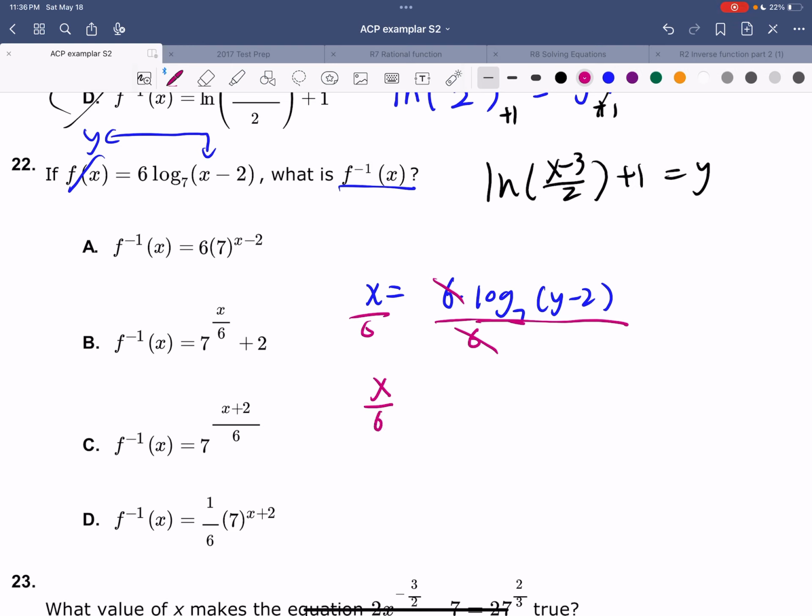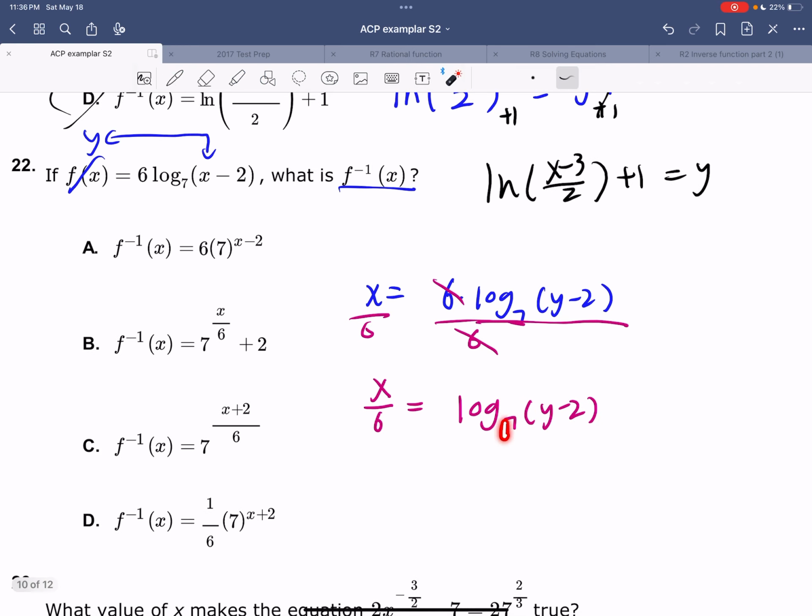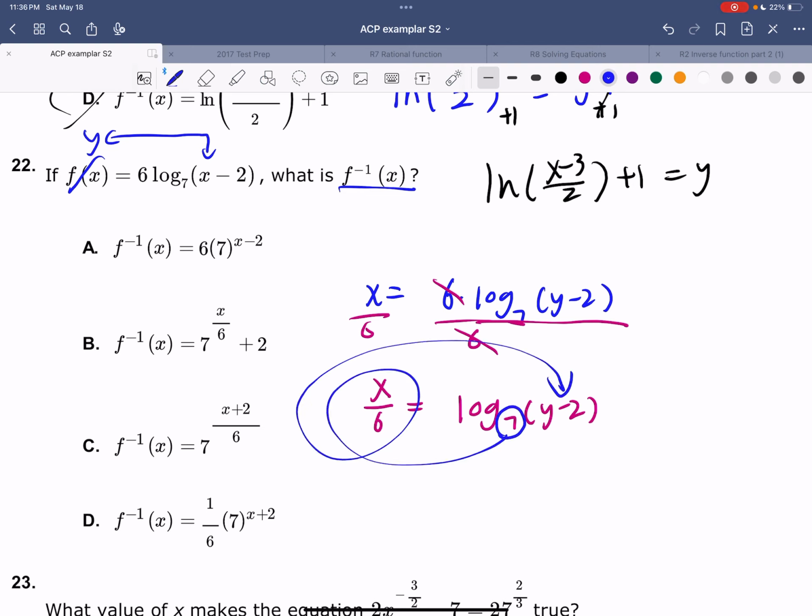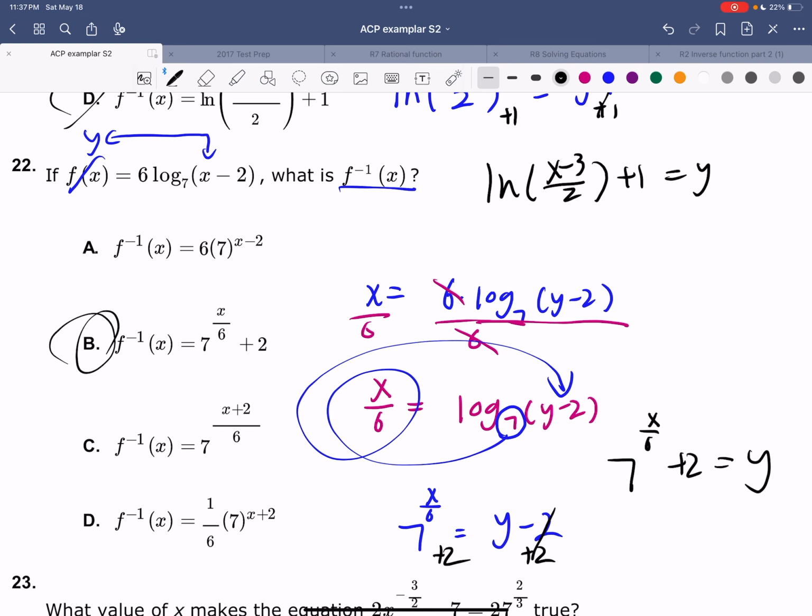I have x over 6 equals log with a base 7 of y minus 2. Now, if you don't have any base here, there's a hidden base 10. If it was a natural log, there's a hidden base e. Just keep that in mind. But for this one, I'm going to circle the base. I'm going to do the beautiful curve. Base becomes a base. What is our base? 7. And another number that I circled is x over 6. And that is equal to y minus 2. What's the last thing that we have to do? Plus 2 both sides. So you get 7 to the x over 6 plus 2 equals y. So it's going to be B.